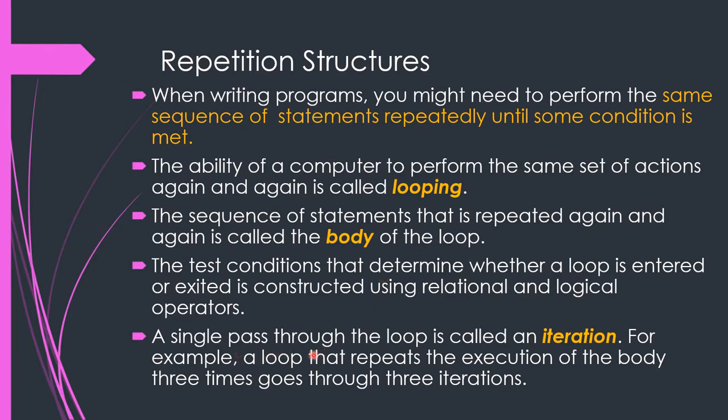A single pass through the loop is called an iteration. For example, a loop that repeats the execution of the body three times goes through three iterations. Whenever we go through the loop, one single pass is called an iteration, and the number of times we go through that loop is counted as iterations. If we execute the body three times, it is known as three iterations.